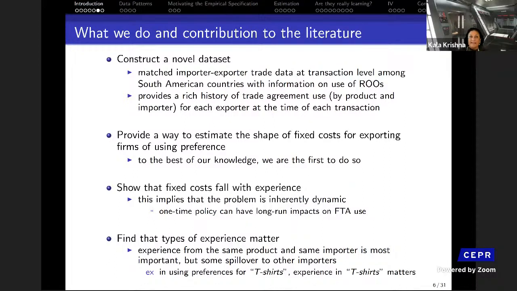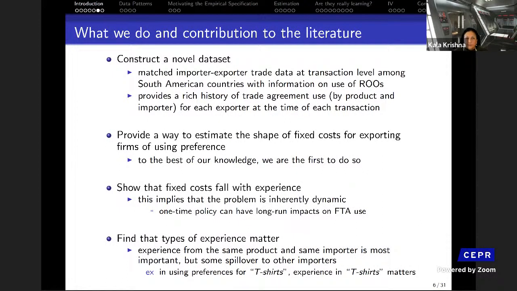Also, because we have this over time, we can actually construct histories for each exporter. So we can say, okay, with this transaction, this was your history. This is how much you used trade preferences. This is how much you used it with different importers, with different products, and we can see which kind of experience matters and which one matters more.